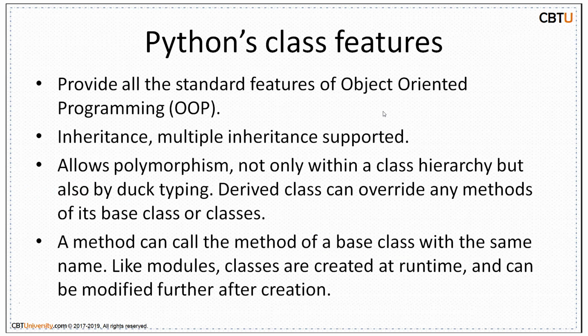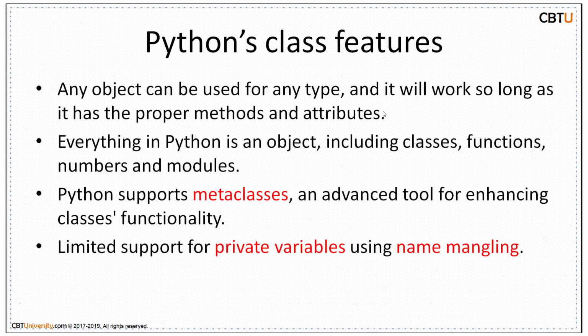Python provides all the standard features of object-oriented programming, OOP. Inheritance and multiple inheritance are supported, and it allows polymorphism. A derived class can override any methods of its base class or classes. A method can call the method of a base class with the same name. Like modules, classes are created at runtime and can be modified further after creation. An object can be used for any type and it will work so long as it has the proper methods and attributes. Everything in Python is an object, including classes, functions, numbers, and modules.